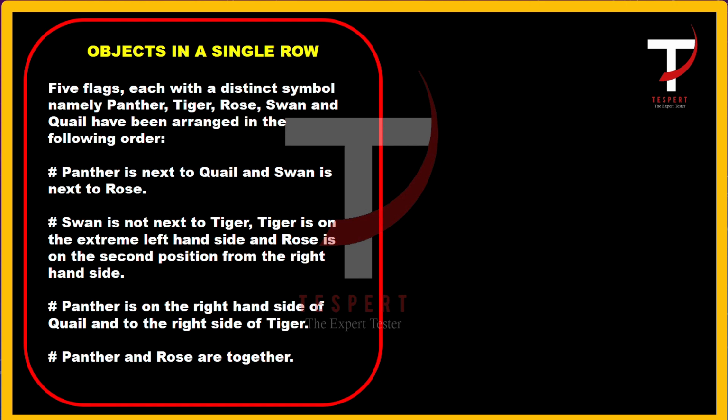Just pause the video, try to solve the question, try to solve the set. This is the first type, which is objects in a single row. So pause the video and try to solve. Hope you solved. It's a very easy one. So objects in a single row.